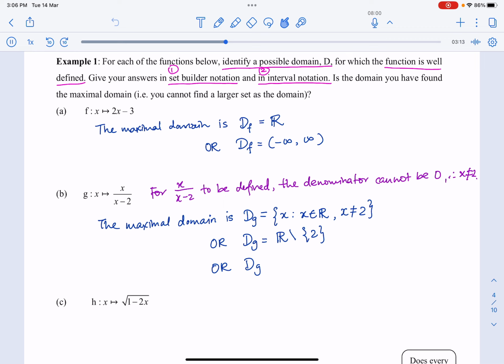As for interval notation, it will be represented by this interval: negative infinity to 2, but because it excludes 2, it's a round bracket, and you take the union from 2, excluding 2, to infinity.